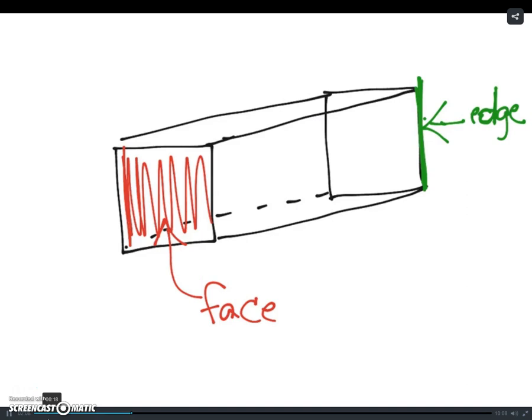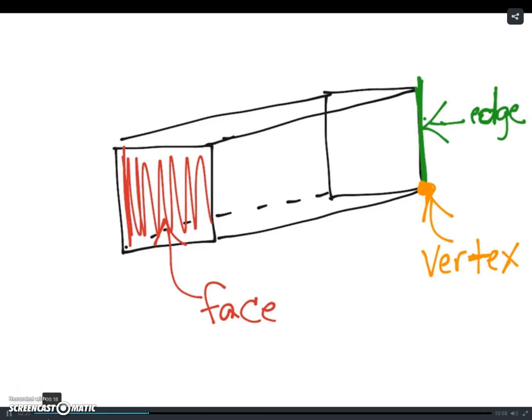The final thing is going to be every corner. So that's where four of those faces touch all at one point, and those corners are called vertices. So this would be one of the vertices, a vertex. So that's all of our parts of a polyhedron.